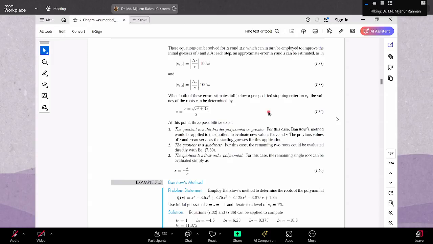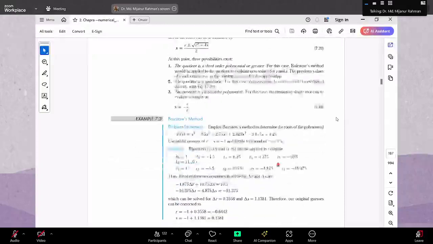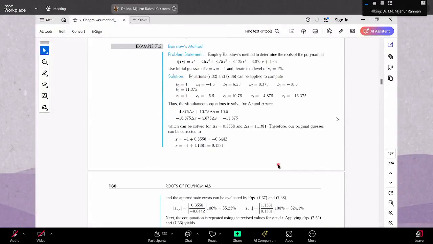Another possibility, the result will be a quadratic equation. In this case, the remaining roots could be evaluated directly by using the equation for x. And the last possibility, it will be a first order polynomial. For this case, the remaining single root can be evaluated simply using x equal to minus s by r.